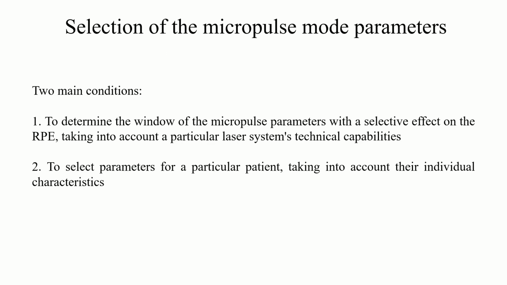When choosing the parameters of a Micropulse mode in the treatment of CSC, it is important to observe two conditions. Let's consider each of them. The first condition is to determine the window of the Micropulse parameters with a selective effect on the RPE, taking into account a particular laser system's technical capabilities. The other one is to select parameters for a particular patient, taking into account their individual characteristics.